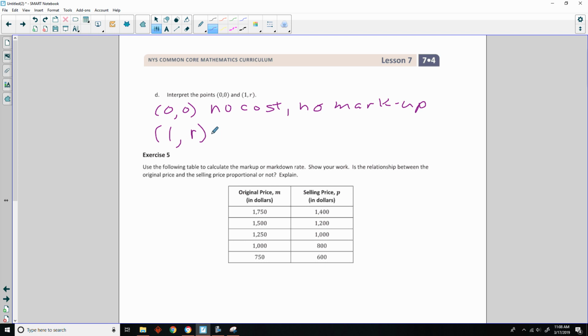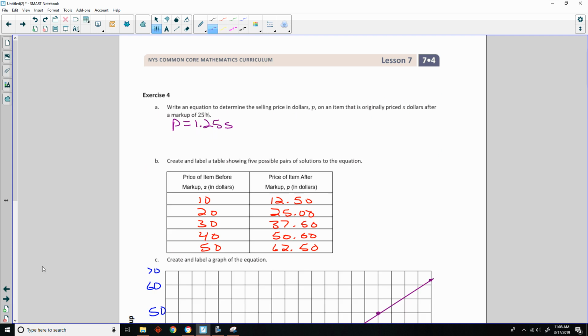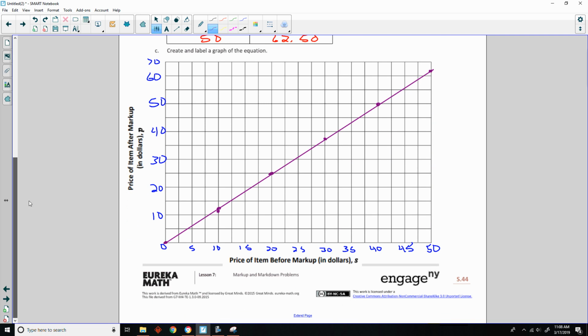And the point 1, comma R, well, what does that mean? 1, comma R, if I go back and look at my graph now, well, 1 is, here's 5, here's 2.5, 1.25 is here, so 1's about here, so I would plot the point right there on my line. So that's the point 1, comma R.